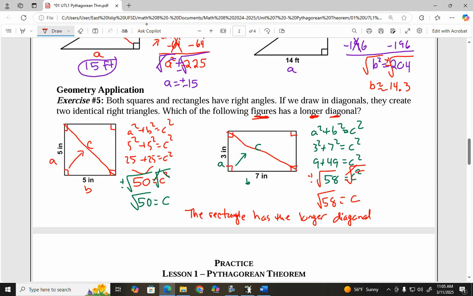So a diagonal is that line you draw across the figure from one vertex to another. That's across from it. And we use the Pythagorean theorem. So you get to work on your homework. And if you need to rewatch this video, you do so.